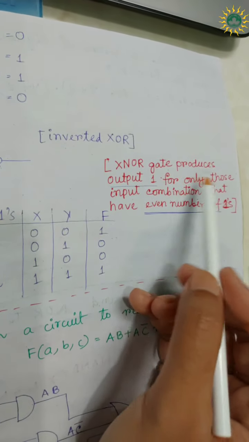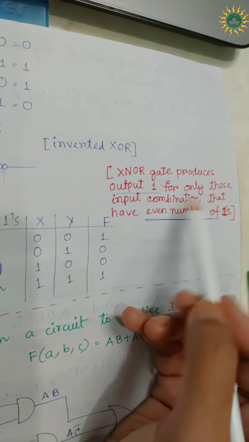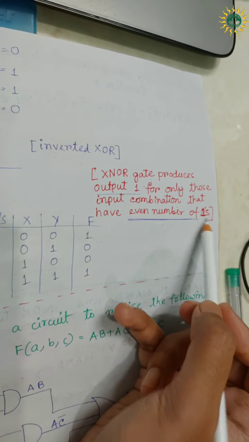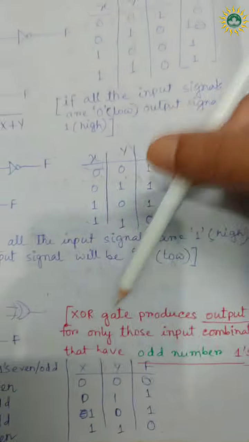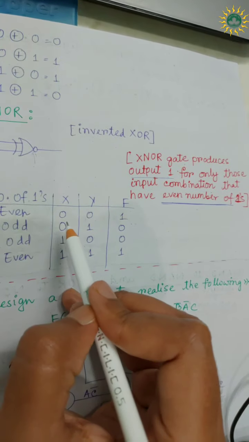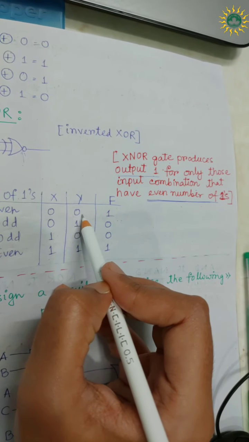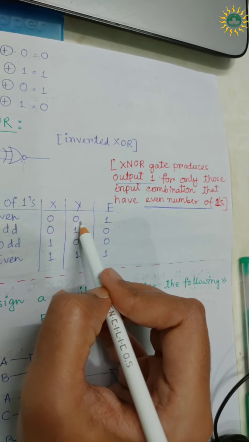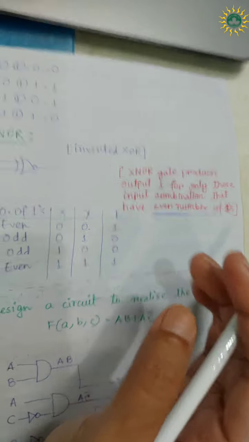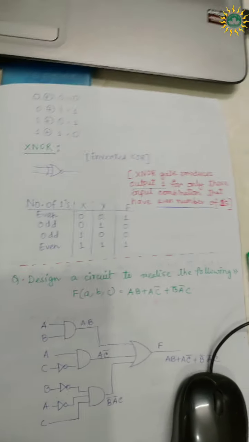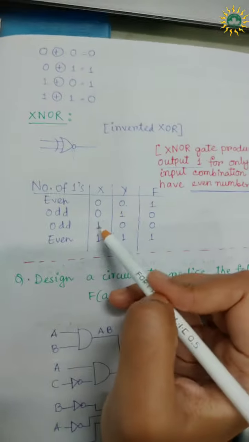Now the XNOR gate produces output 1 for only those input combinations that have an even number of ones, just opposite to this. Opposite of this: if your input has an even number of 1s, then only the output will be 1. Okay, 1 minute. So I thought I made some mistake, but it was not a mistake.